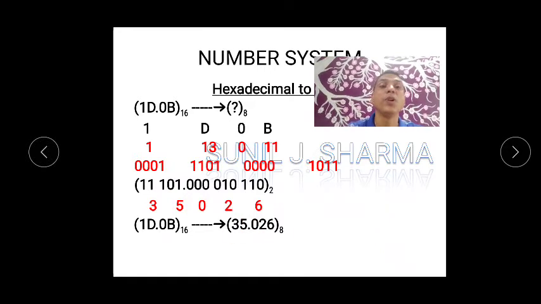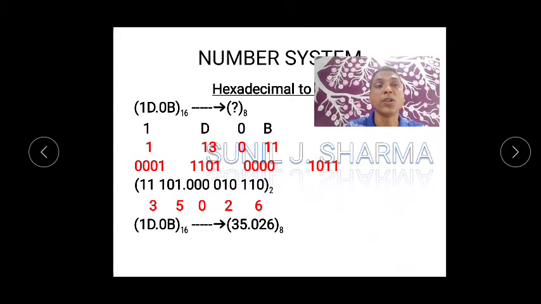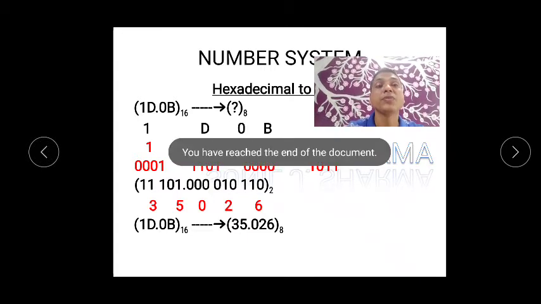So the simple rule says that whatever your number, make the 4 bits, then again make 3 bits. See the base: if you find 16, make a group of 4. If you find 8, make a group of 3, and then change it to decimal or octal or hexadecimal.